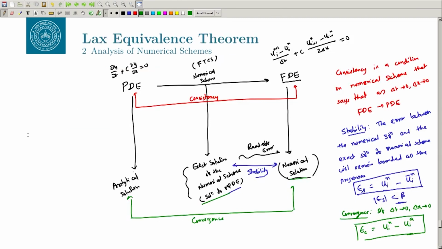This is purely due to the mathematical model. Okay. This is due to the mathematical model or the PDE. This is due to the choice of your scheme. Okay. And this is the solution that you are getting out of your computer.